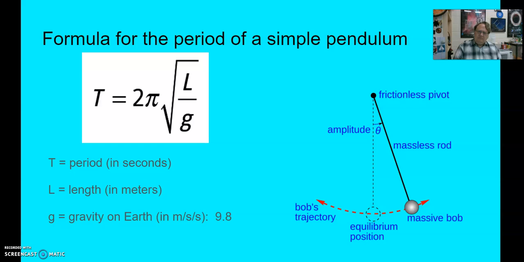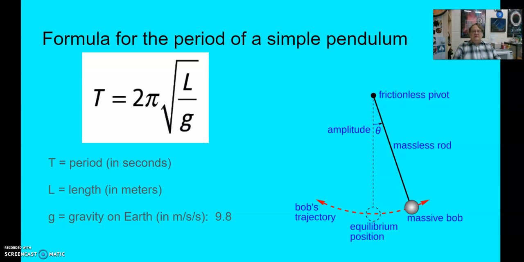So, the period of a pendulum is given by this relationship: T equals 2 pi times the square root of L over g. So what's T? Well, T is time, or period, of one complete swing. That is, from the start, over, and back. That's a complete swing, or a complete oscillation.